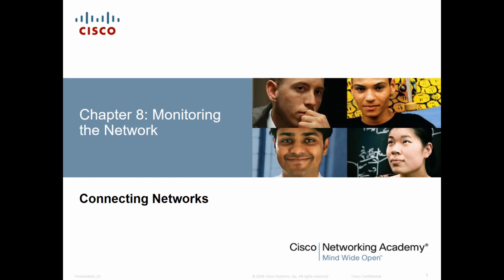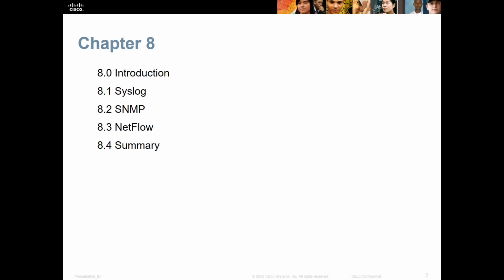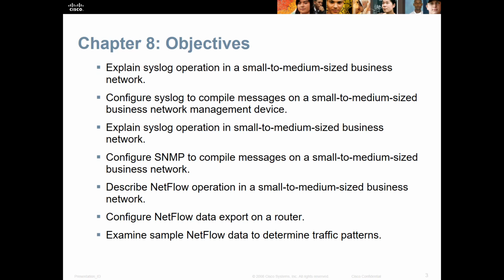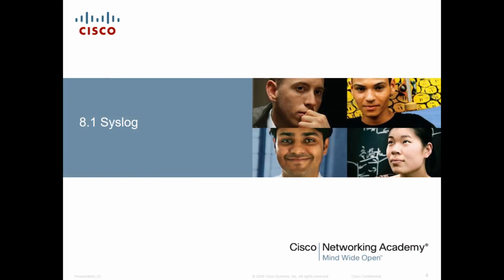A big part of this is going to be talking about Syslog and SNMP and NetFlow and things like that. You'll notice that our three main sections are Syslog, Simple Network Management Protocol, and NetFlow. The objectives are to explain how Syslog operates and how it works within a small and medium business, how SNMP and NetFlow work, how to configure NetFlow data exports on a router, how to enable syslogging, things like that. Alright, so without further ado, let's go right on in.